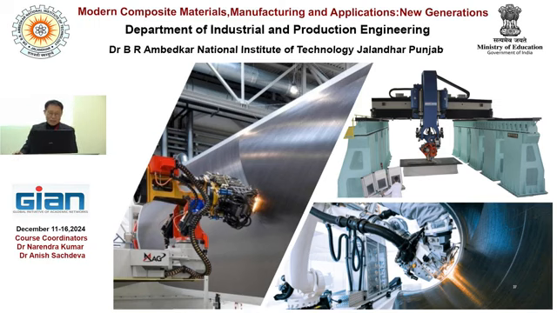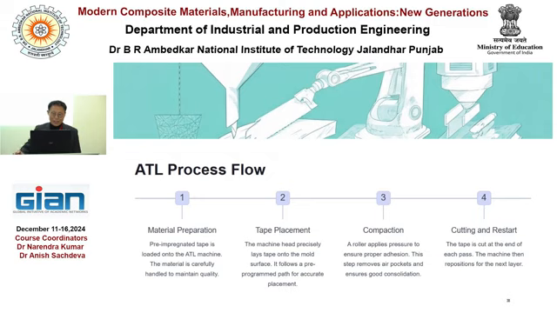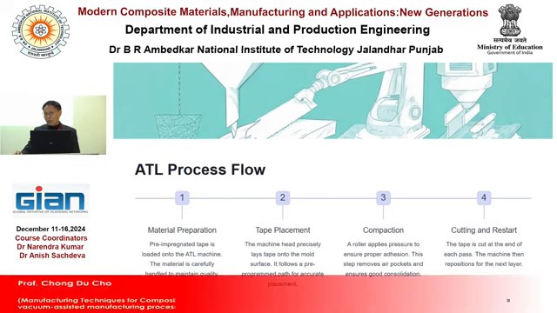And the ATL process flow is very similar to hand layup. First, material preparation by machine. Okay. So the pre-impregnated tape can be loaded onto the ATL machine automatically, and the material is carefully handled to maintain quality, of course. And for tape placement, the machine precisely lays tape onto the mold surface, and it follows a pre-programmed path for accurate placement.